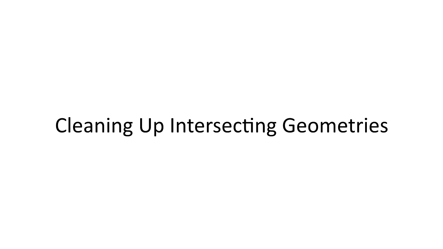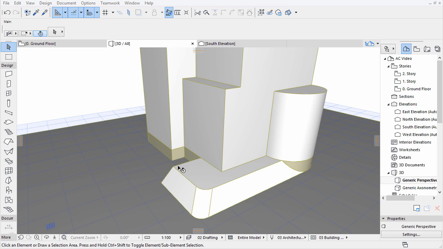Cleaning up intersecting geometries. We will use solid element operations for cleaning up the geometries to remove the common part of the terrace in the building. SEO commands work similarly as Boolean operations, but can be applied to all types of elements.